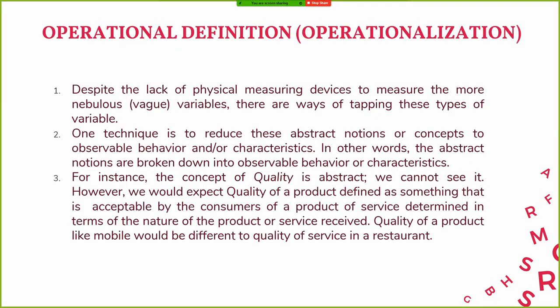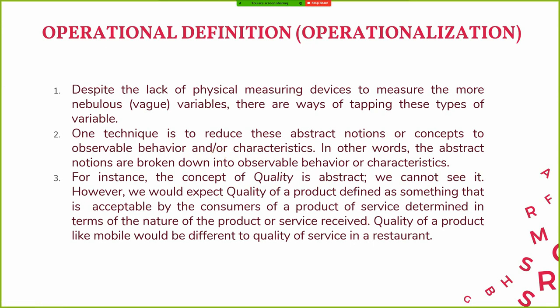Now, the first thing that you should do is your operational definition, or operationalization. Despite the lack of physical measuring devices to measure the more nebulous or vague variable, something that is ill-defined, there are ways of tapping these types of variables. Obviously, a variable might be nebulous, vague, not clear, but you can measure it. One technique is to reduce the abstract notions or concepts to observable behaviors and or characteristics. This is what we normally do.